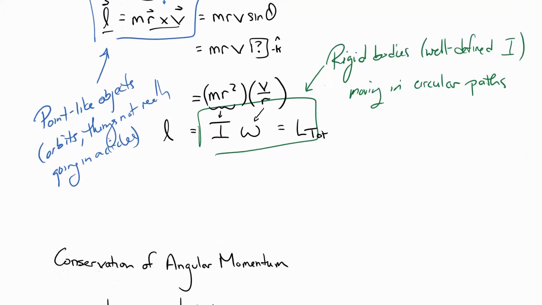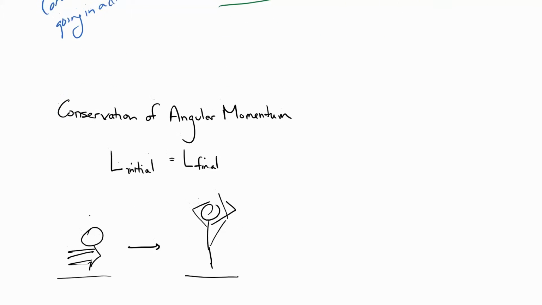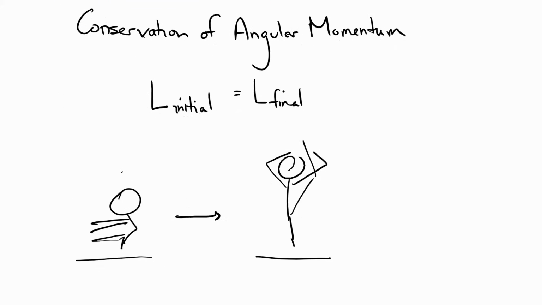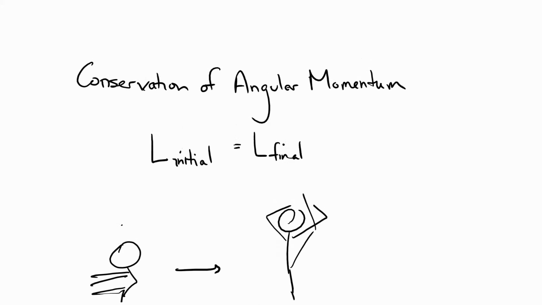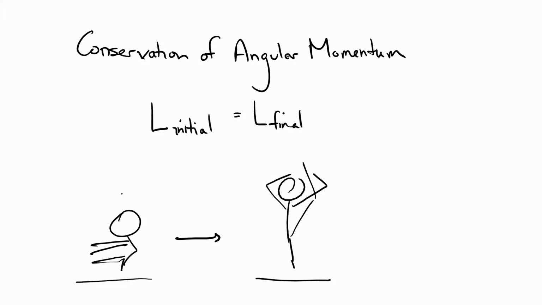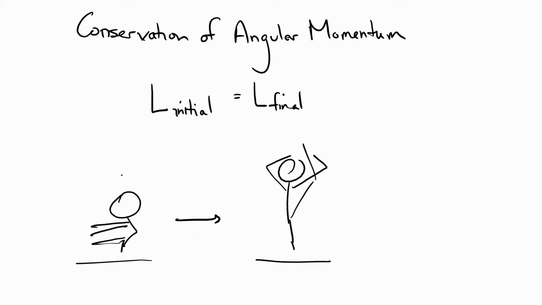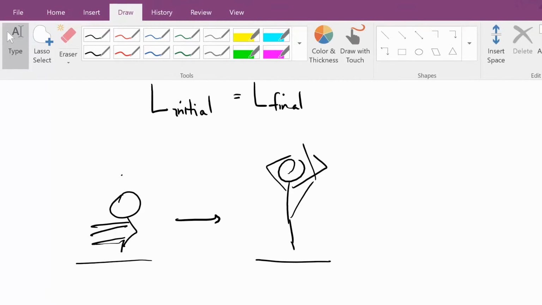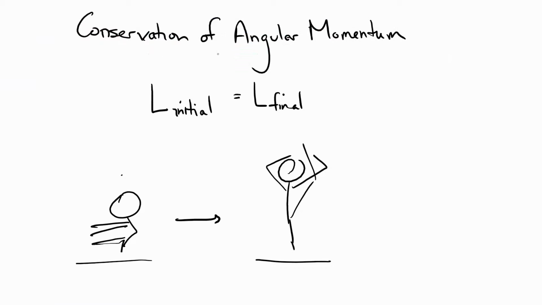Now, there's one other thing about this, and that's, shockingly enough, conservation of angular momentum. Just like linear momentum, in the absence of a net external torque, angular momentum will be conserved. So the initial angular momentum of a system will be equal to the final angular momentum of a system. And now that you've had a good 20 seconds to stare at this wonderful stick figure, let's talk about what's going on here. So consider for a second an ice skater.